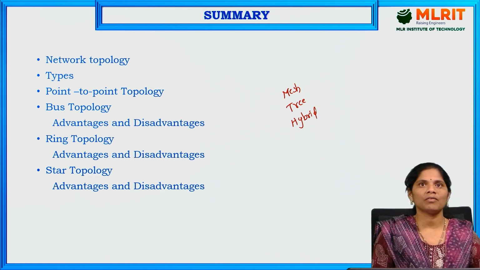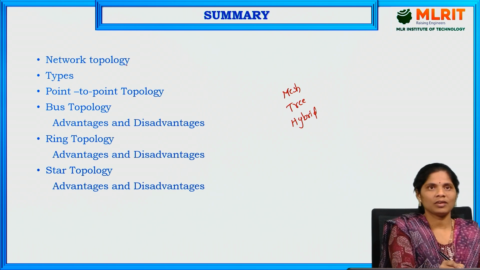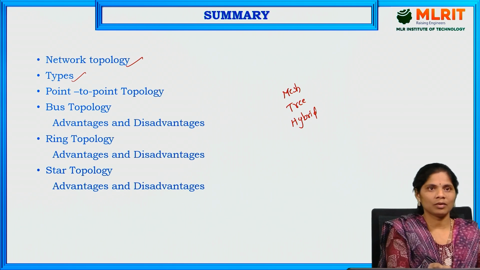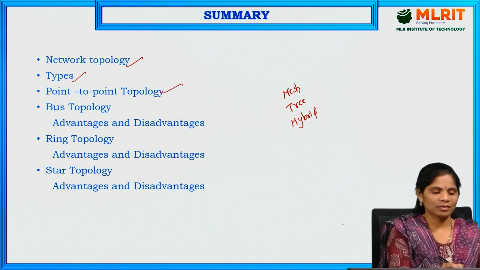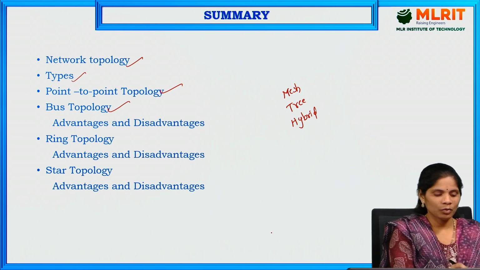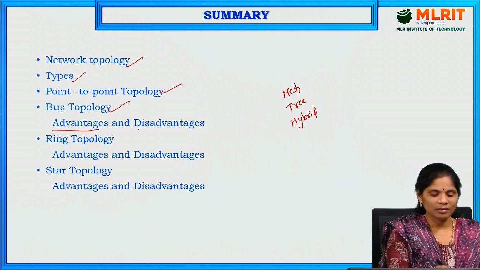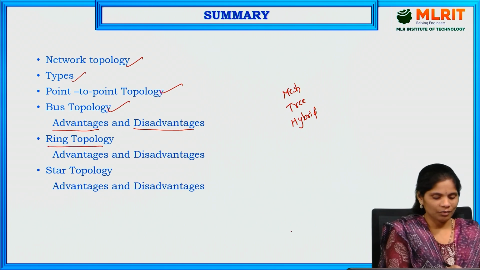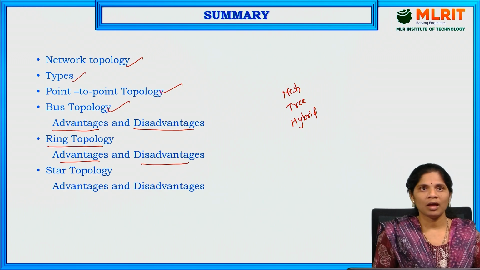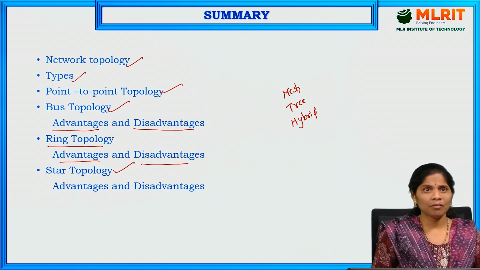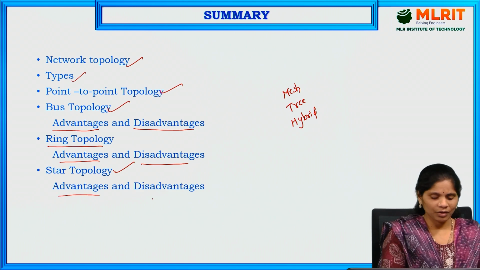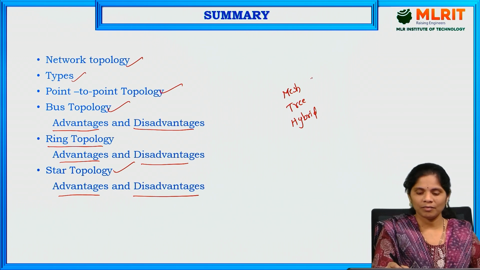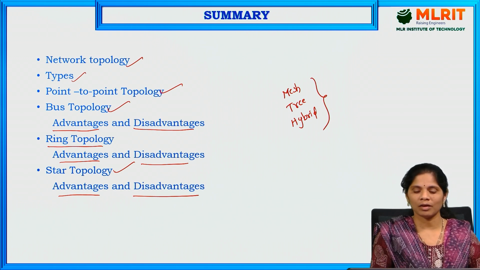Let us see the summary of today's session. We discussed what network topology is and what the different types of topologies are. First we discussed point-to-point topology, and next bus topology with its advantages and disadvantages, and next ring topology and its advantages and disadvantages, and next star topology and its advantages and disadvantages. In the next session we will discuss mesh topology, tree topology and hybrid topology. Thank you.